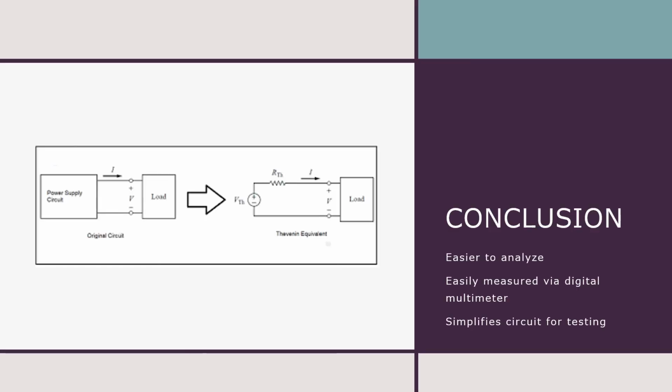In conclusion, we use Thevenin's theorem to analyze hard to analyze circuits, such as this power supply circuit. You might not necessarily know how many voltage sources or current sources or resistors are in that circuit, so it's easier to replace them with an equivalent circuit. This can be easily measured via digital multimeter, and it greatly simplifies the circuit for testing if you decide to change the load.